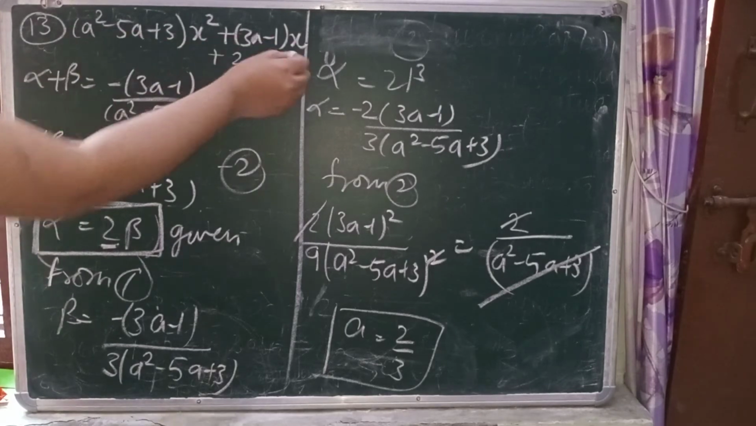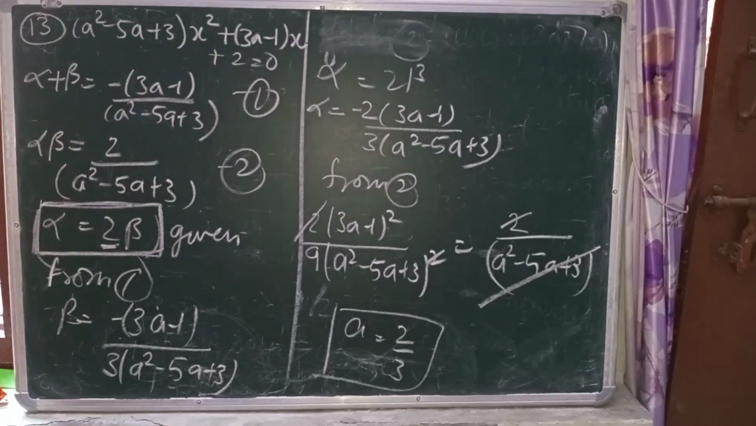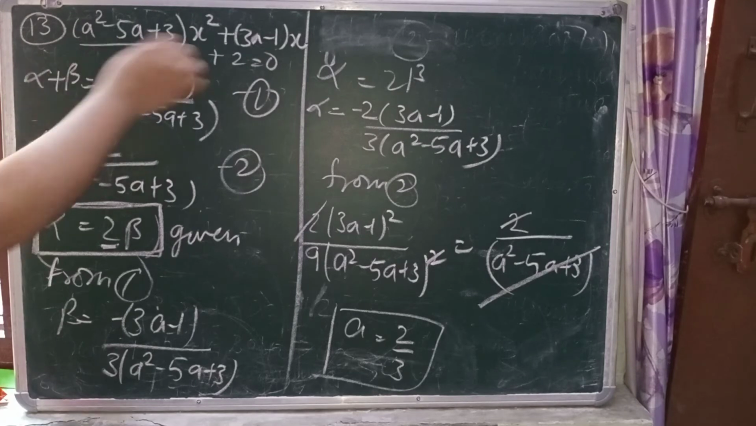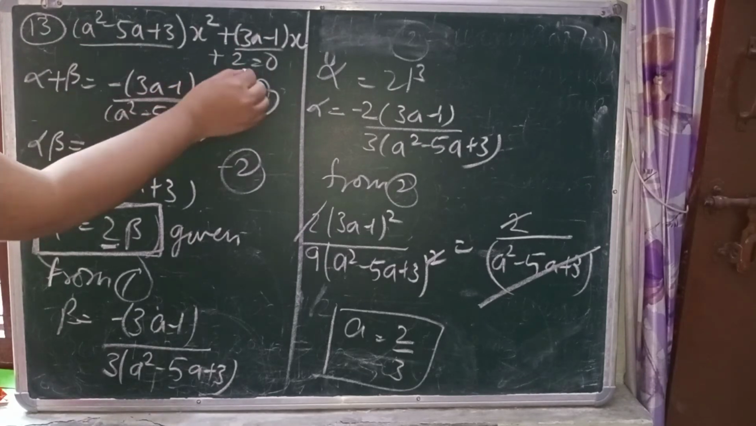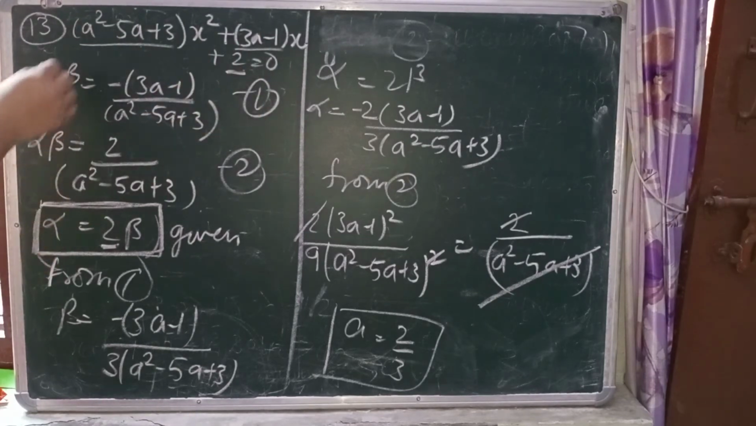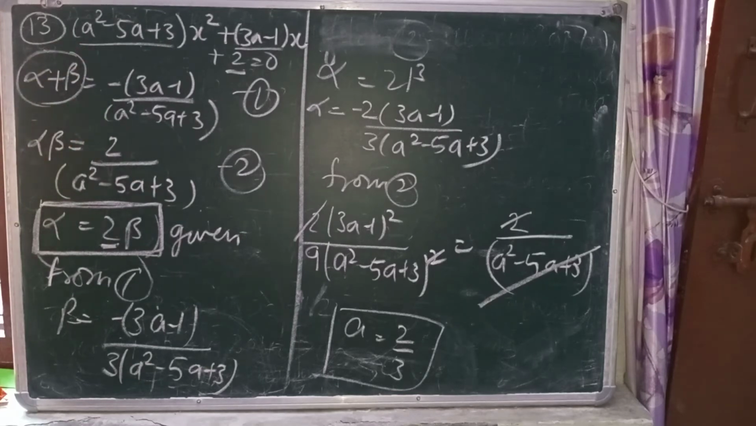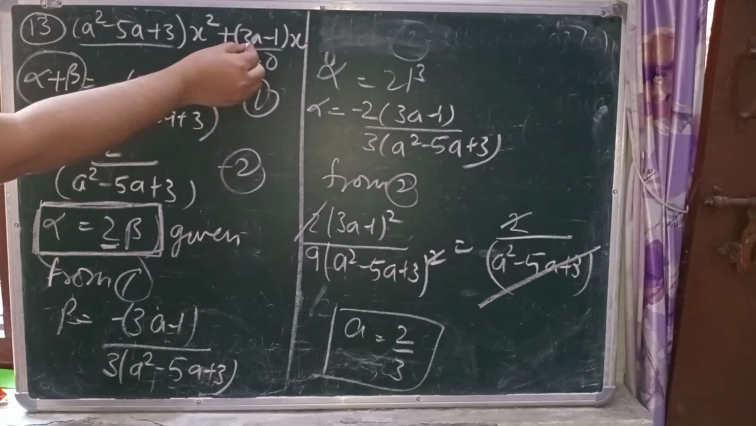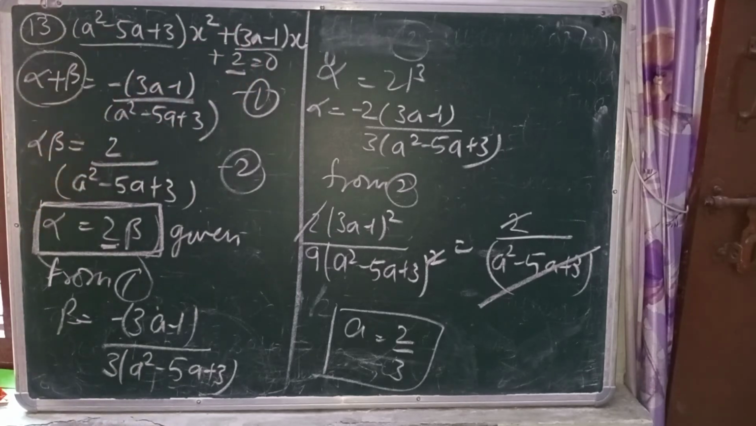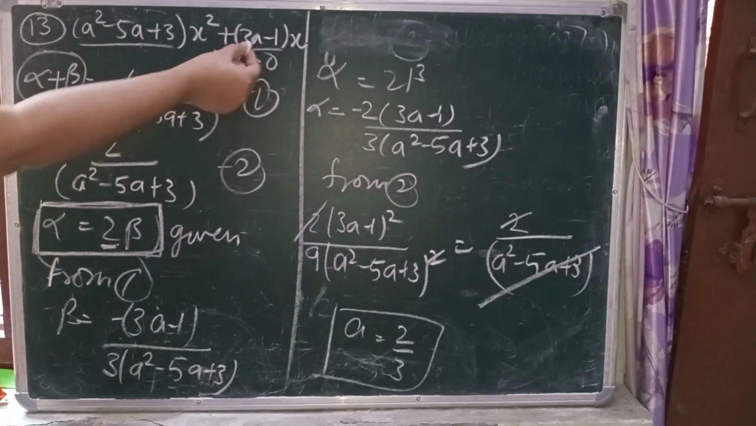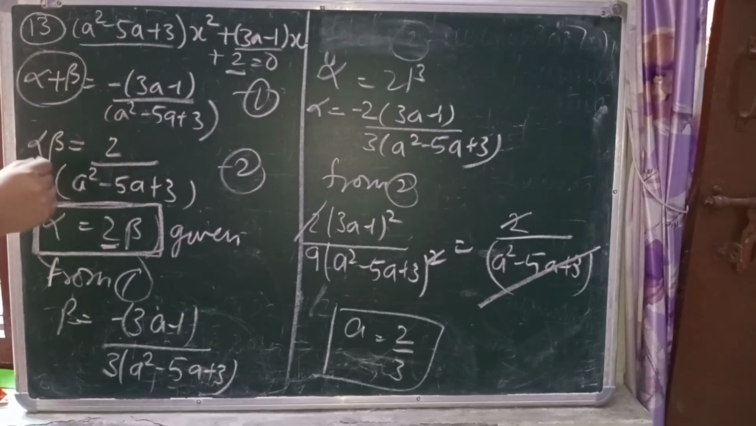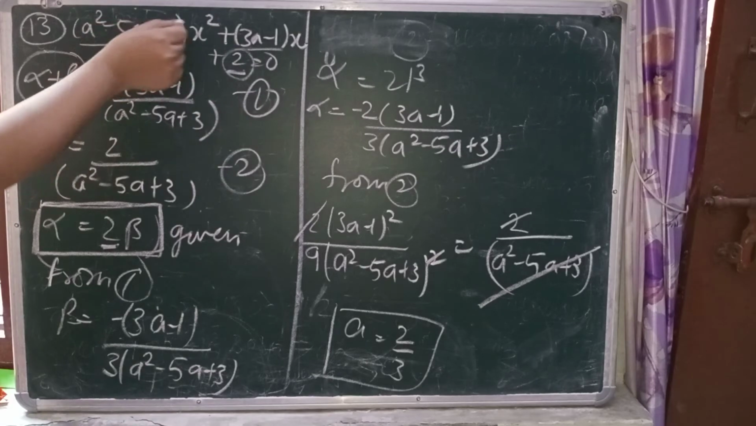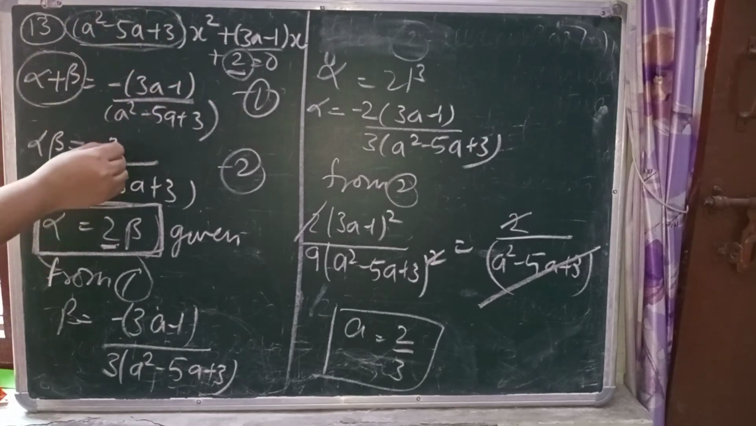If we compare it with ax square plus bx plus c, then a is the coefficient of x square, b is the coefficient of x, and this is the constant c. As we know, when we are finding the sum of the roots, it is minus b upon a, that means the coefficient of x upon the coefficient of x square. So it will be minus b upon a. We know that the product of the roots is always c upon a, that means the constant term upon the coefficient of x square. So it's c upon a.